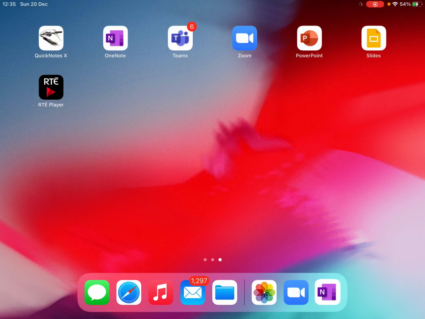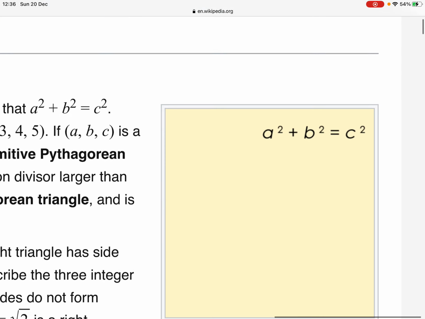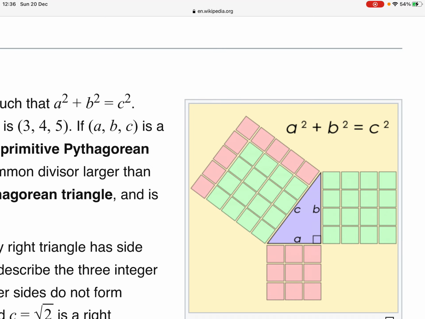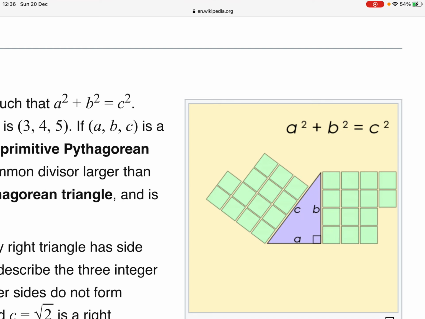Wikipedia has a nice little visual on this in a section called Pythagorean triples. So here we can see a triangle, side length A, B and C. A is the shortest one, it's only 3 long, 3 by 3 is 9 in the peachy, pinky boxes.